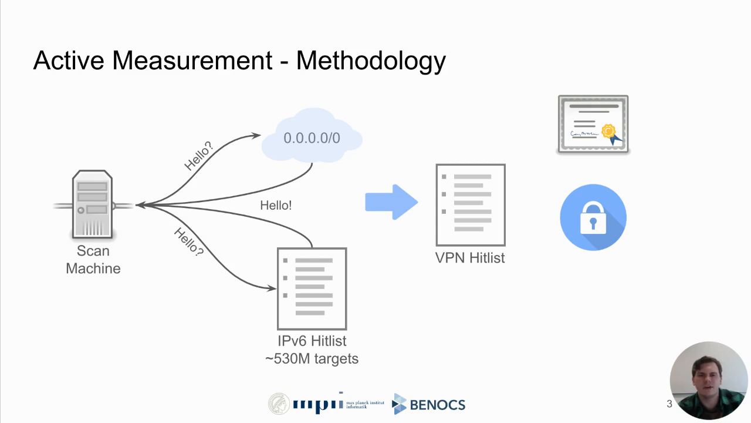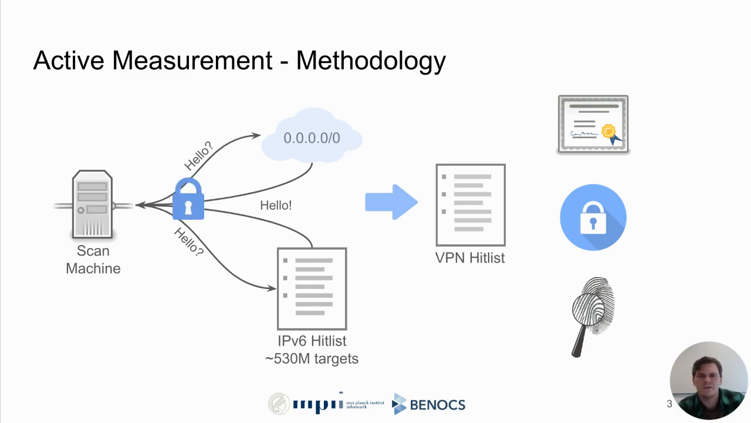Based on our VPN hit list, we then perform a follow-up analysis where, first of all, we conduct some TLS measurements, where we inspect the TLS certificates and perform a series of measurements to try and detect potentially vulnerable servers. We also fingerprint the servers with Nmap, try to detect the operating system in use, and probe for open ports.